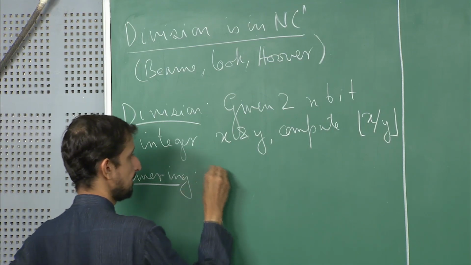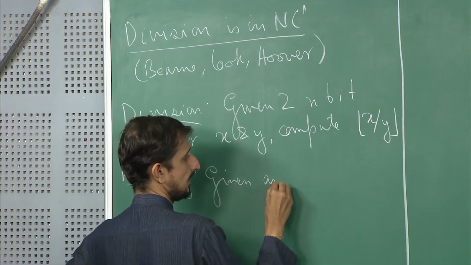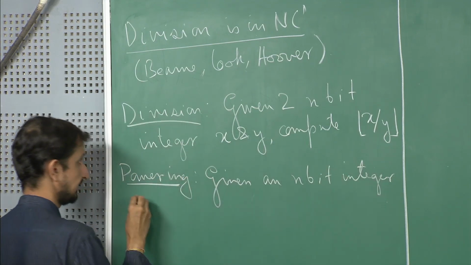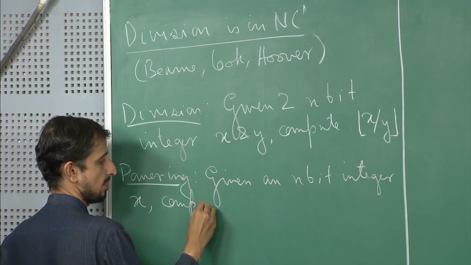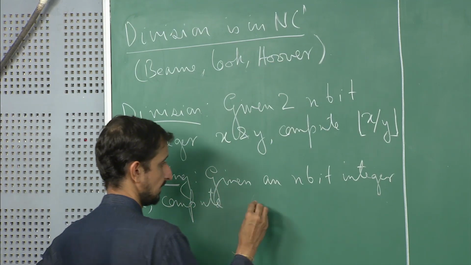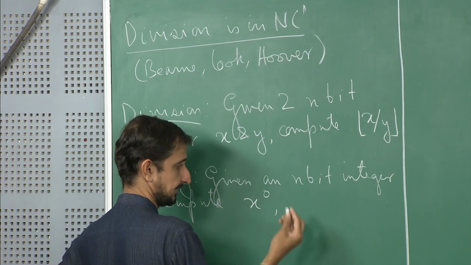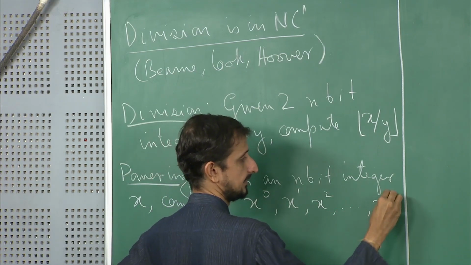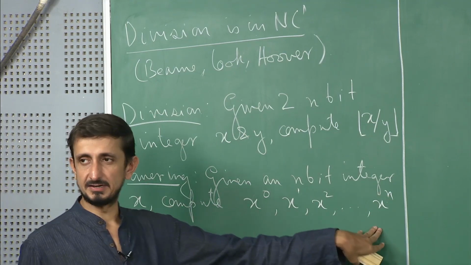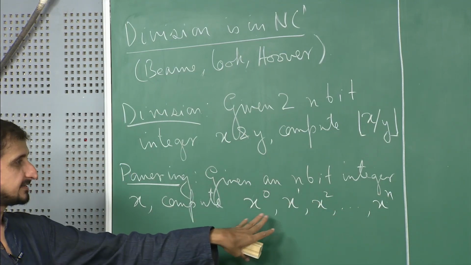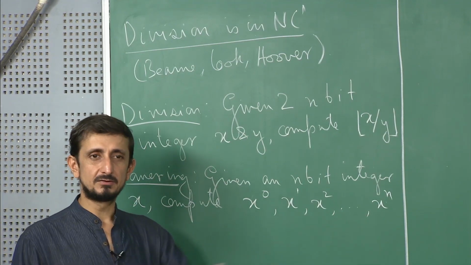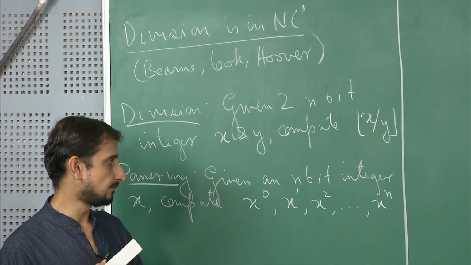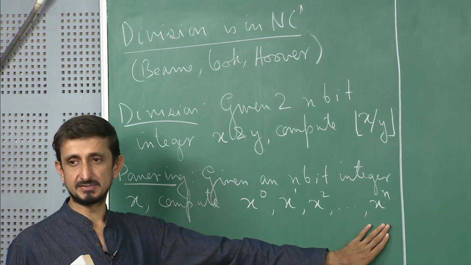Powering. So what is the powering problem? Given an n bit integer x, compute the powers. So basically compute x to the power 0, which is nothing but 1, x to the power 1, x to the power 2, and so on, let us say till x to the power n. So we will compute the binary representations of these. Just to mention, how many bits will x to the power n need? In the worst case it can be as large as n square bits, because x is n bits.